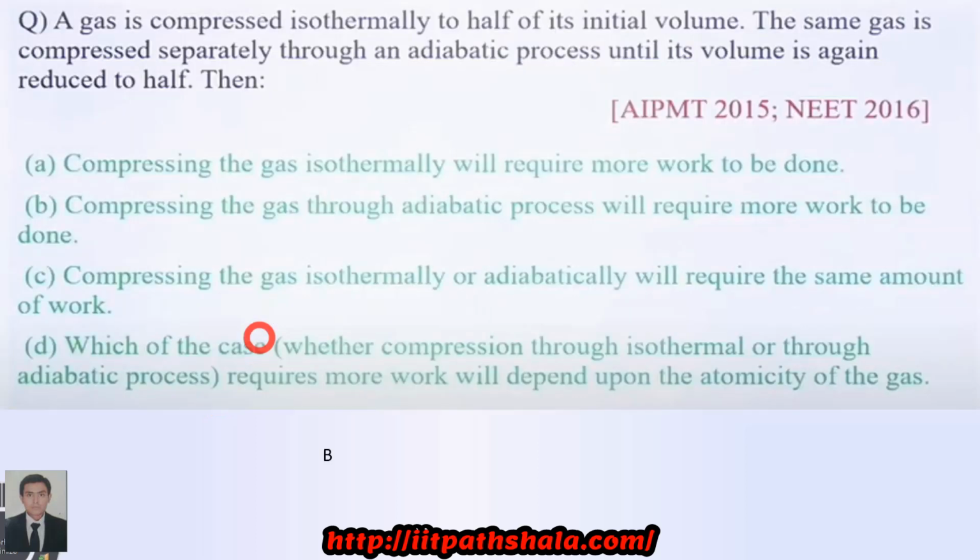This is the most important conceptual question. Okay. So in this question, you are being asked that you are compressing a gas to half of its volume by using two different processes. First one is isothermal, second one is adiabatic process. Now you are being asked which of the processes requires more work.